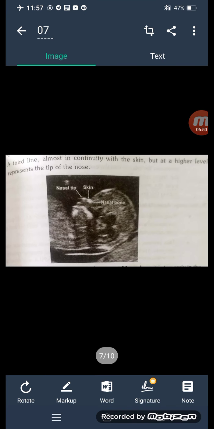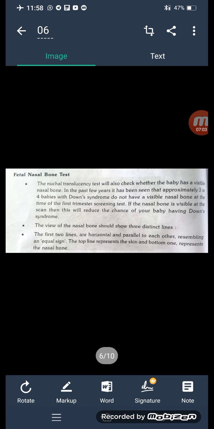Fetal nasal bone test means this structure: the nasal tip, skin and nasal bone, especially at the nose, so extra mass or extra spaces are present at the nasal tip. This nuchal translucency test also checks whether the baby has a visible nasal bone.